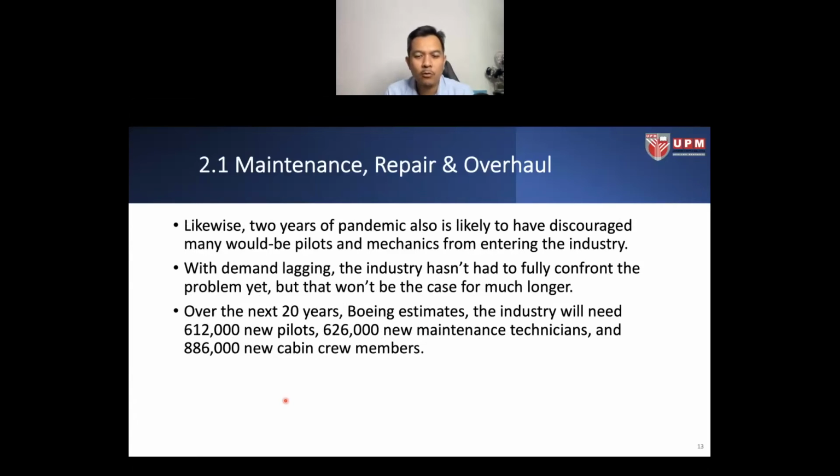Likewise, 2 years of pandemic is also likely to have discouraged many would-be pilots and mechanics from entering the industry. With demand lagging, the industry hasn't had to fully confront the problem yet, but that won't be the case for much longer. For the next 20 years, Boeing estimates the industry will need 612,000 new pilots, 626,000 new maintenance technicians, and 886,000 new cabin crew members. This is based on the orders that Boeing has already obtained for the next 20 years. So it means more jobs, more job security for the aviation related industry.